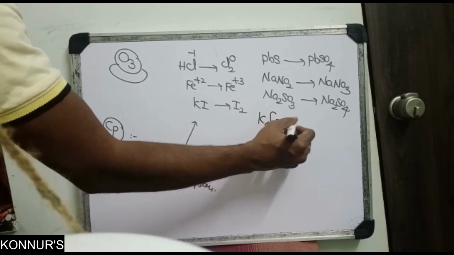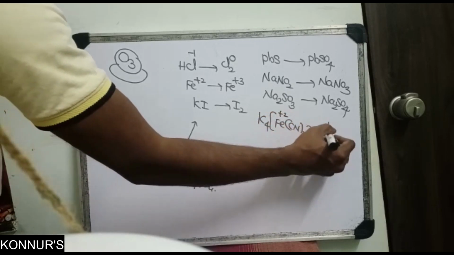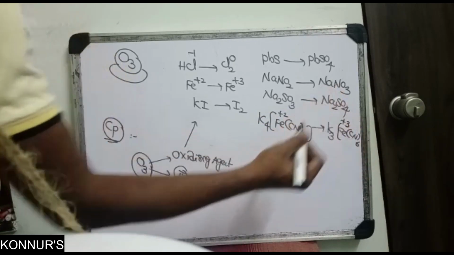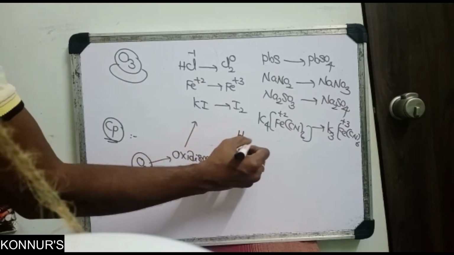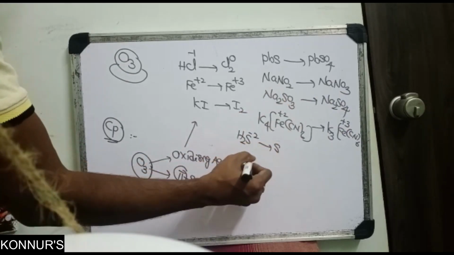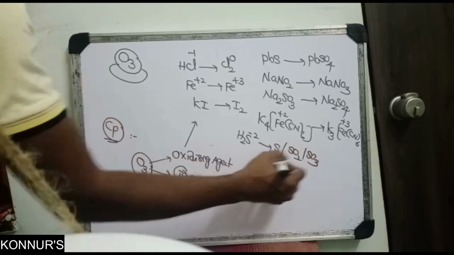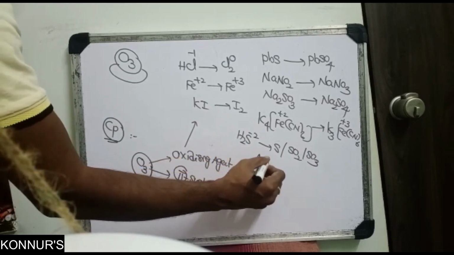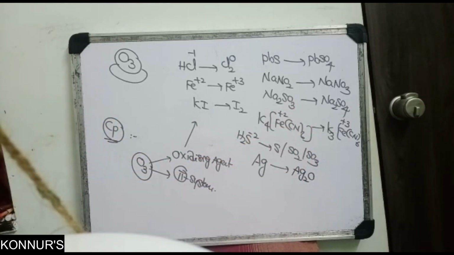See, K4[Fe(CN)6] has plus 2 oxidation state. When treated, you get K3[Fe(CN)6], so the oxidation state increases from plus 2 to plus 3. Suppose you take H2S, S minus 2 becomes sulfur, or otherwise SO2 and SO3 depending on the concentration of ozone taken. Suppose you treat silver, you get silver oxide.